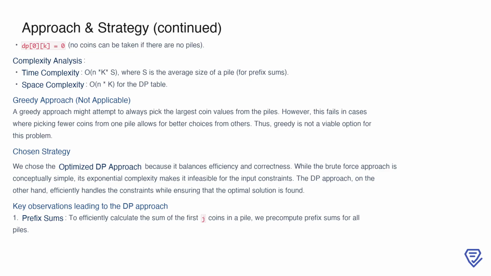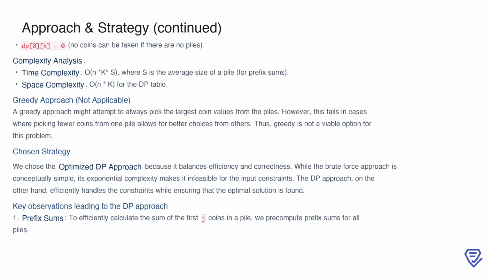Analyzing the complexity, the time complexity is O(n * k * s), where n is the number of piles, k is the maximum number of coins, and s represents the average size of a pile. This accounts for the computation of prefix sums and the dp table. Space complexity is O(n * k), which is required to store the dp table.